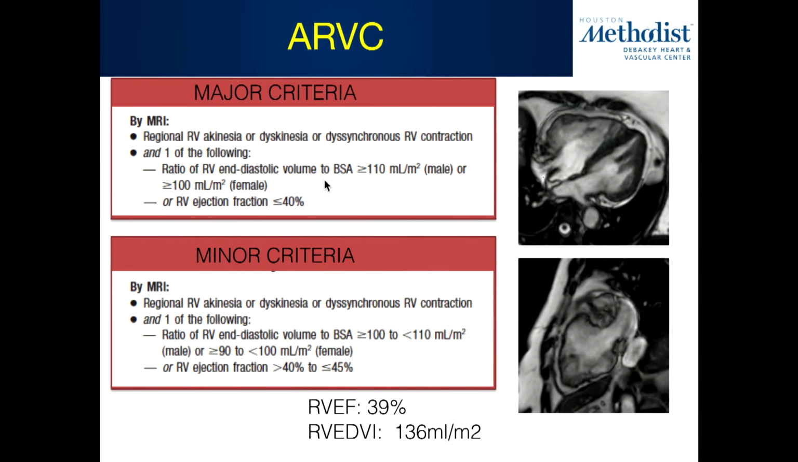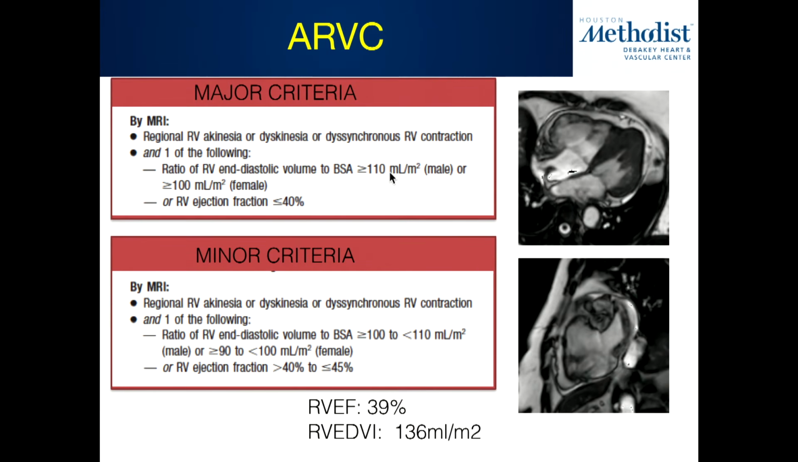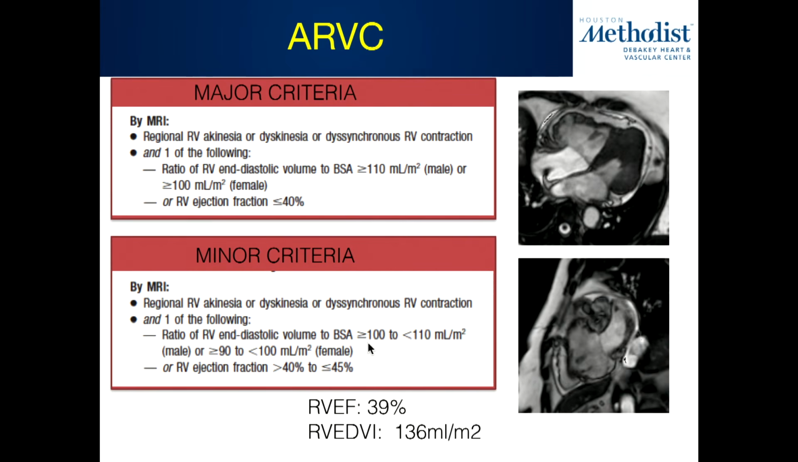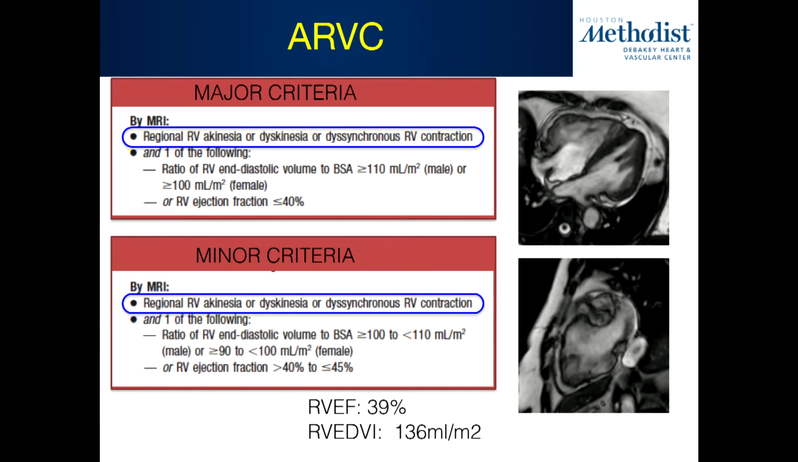For major criteria, use an RV end diastolic volume index of greater than 110 for men or greater than 100 for women, and an RVEF of less than 40. So if you have wall motion abnormality plus one of these, then you've made a major criterion. For minor criteria, it's basically wall motion abnormality, but with RV dilatation that's a little bit less pronounced. Both of these numbers are just reduced by 10 milliliters per meter squared for men and women, or an RV ejection fraction between 40 and 45, so a little bit less dysfunction for minor criteria.